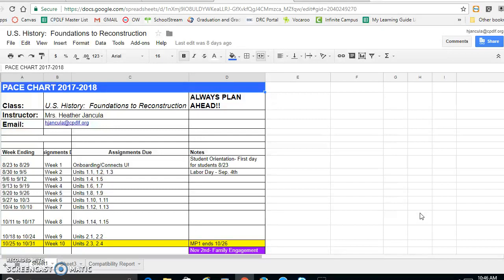So we did our Connects You. We started that the first week. Week 2, we did units 1.1, 1.2, and we're doing 1.3. So hopefully finishing those up, wrapping them up, if not working ahead. And we are now on to week 3, which is 9.6 to 9.12, and units 1.4 and 1.5. And again, I told you guys, please don't feel like you can only do up to 1.5.